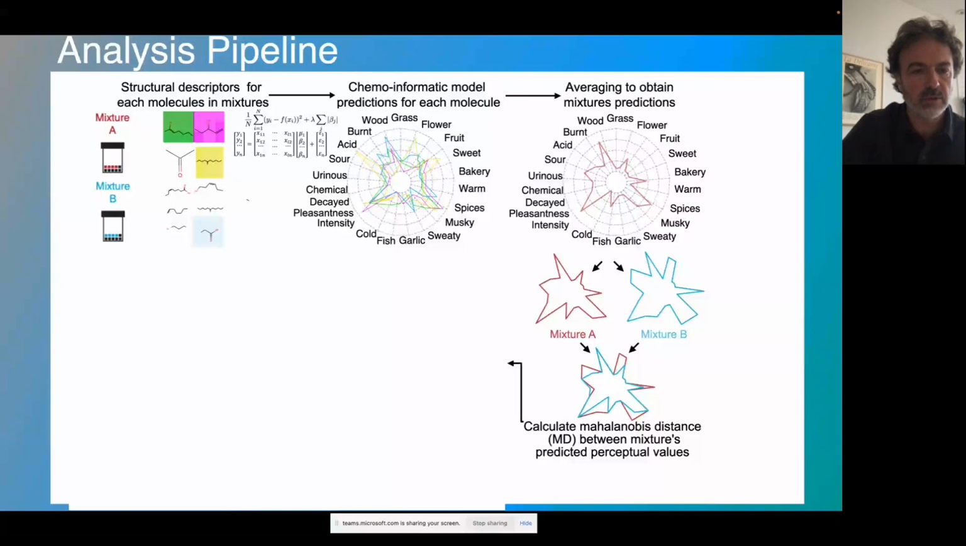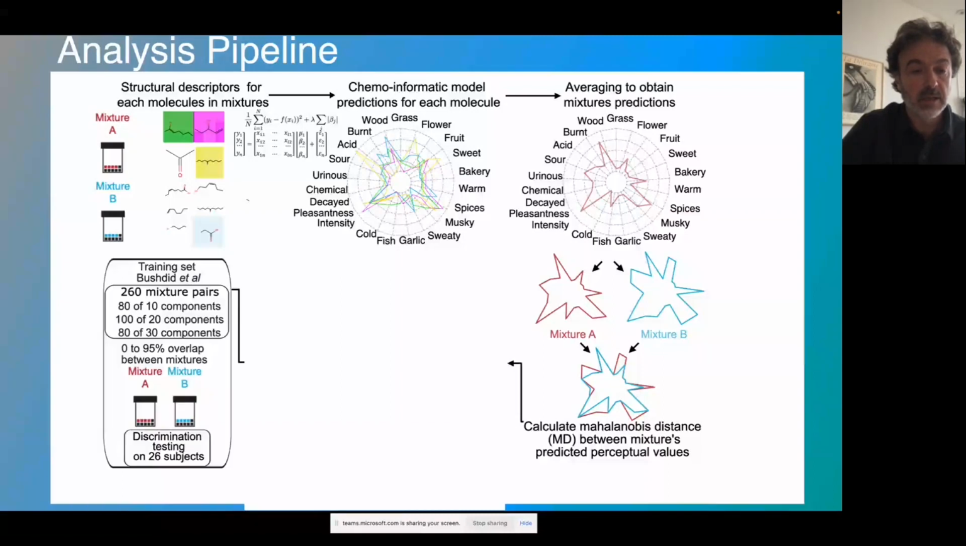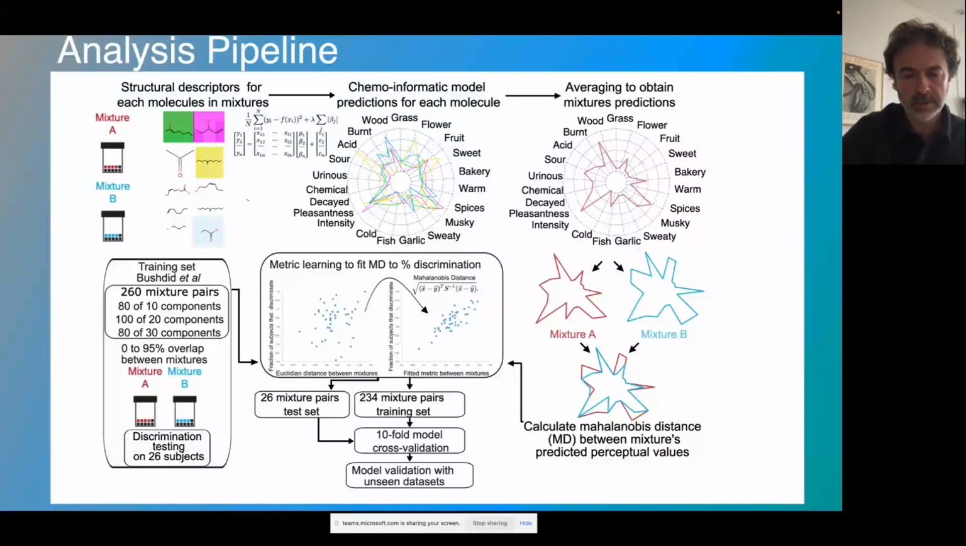And for that, we used, of course, the Bush-Dit data set, which is perfectly designed for this, because it measures the distance between mixtures when you change the overlap. So in a sense, you're building a metric by separating more and more the mixtures. And when we do this setup to get the metric learning, we obtain a much better result than just using an Euclidean distance. And this is just the setup that we did in order to be able to predict using Bush-Dit.